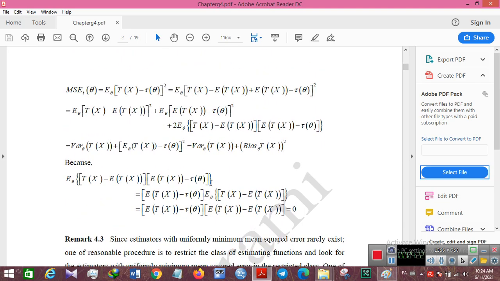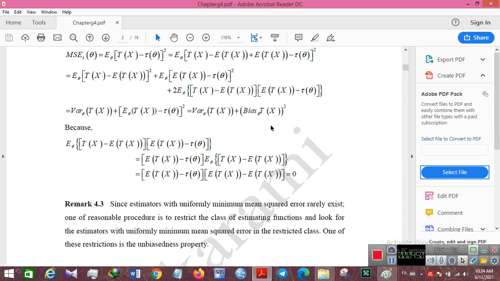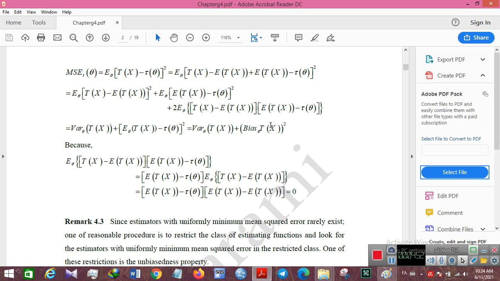So we want to find the estimator T(X) which makes the mean square error minimum. So we should find an estimator whose variance is minimum and bias is minimum. But actually there is no estimator for which both of them are minimum. So we define a restricted class.